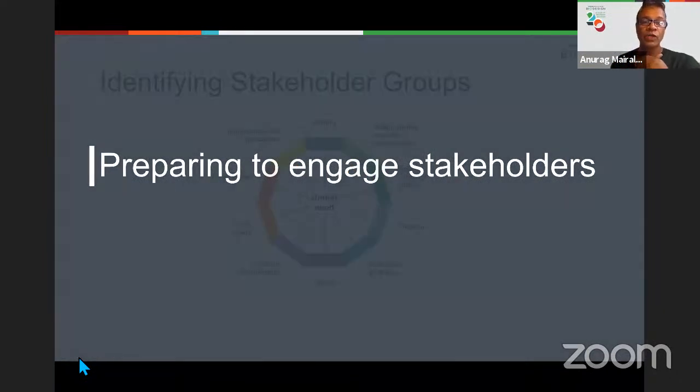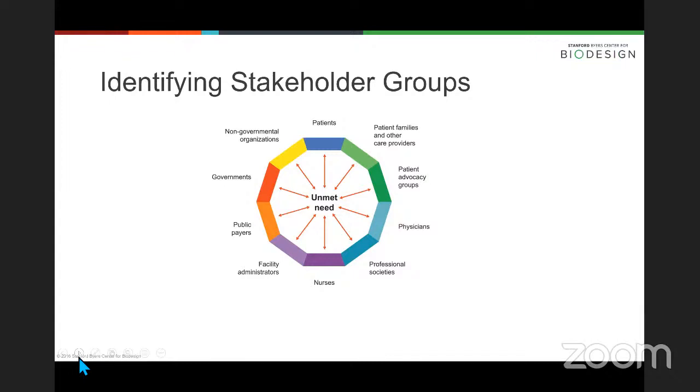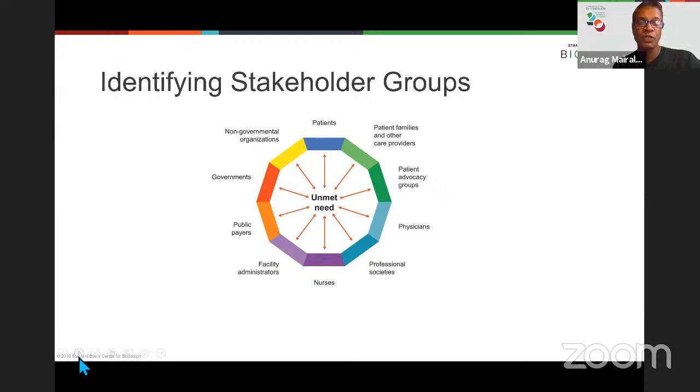Preparing to engage stakeholders, you really want to understand your stakeholder group. It's really critical. In fact, I normally do an exercise. I won't do it today, but you want to map out your stakeholder map. You want to figure out the relationship between these stakeholders and your customers, because these stakeholders are very important for adoption of your solution. Ultimately, you're going to go back to these people.